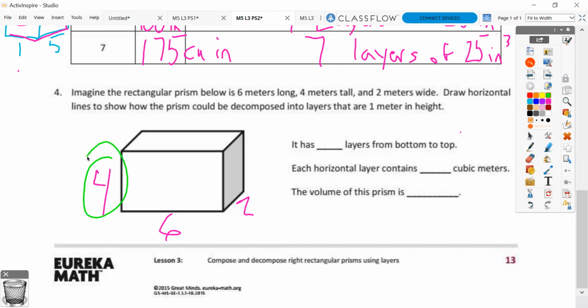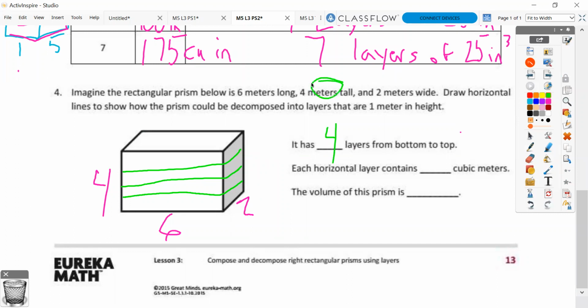So when I look at this, it says 4. Well, that tells me that there's 4 layers, which would make 3 cuts. So it has 4 layers from bottom to top. And each one of those layers is, because it's 4 meters, and they said each one's 1 meter in height, so 1, 1, 1, and 1, right? Which 4 groups of 1 is 4.